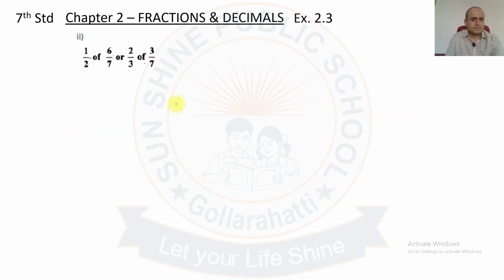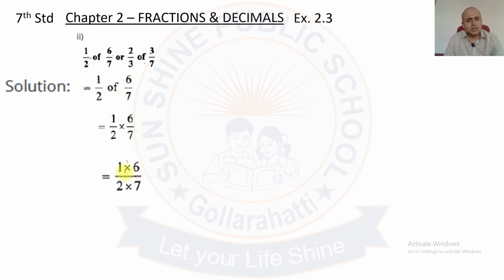Next question. 1 by 2 of 6 by 7 or 2 by 3 of 3 by 7. So here you have to find which number is greater, when you multiply these two numbers, the first or the second. Let us find 1 by 2 of 6 by 7. I am taking 1 by 2 of 6 by 7, and that is 1 by 2 into 6 by 7. Multiply these two numbers. So 1 into 6 by 2 into 7, we get 6 by 14. When you divide both numbers by the same number, that is 2 3s are 6, 2 7s are 14, we get 3 by 7.